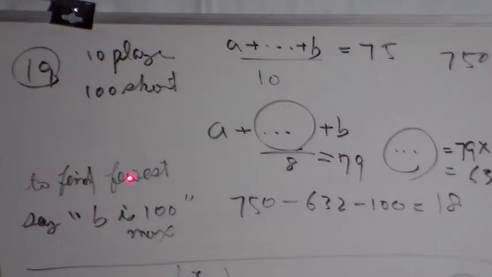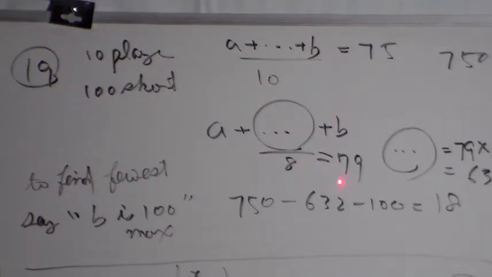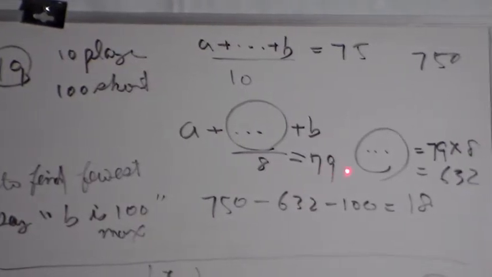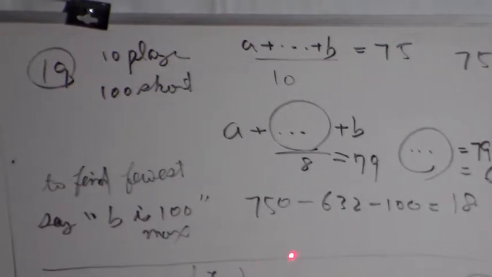Okay. Then they say the players between A and B, their average is 79. So their total is 79 times 8 is 632. Okay. Then the question is, to get the maximum in a throw, B should be the maximum or A should be the maximum. We say B is 100.